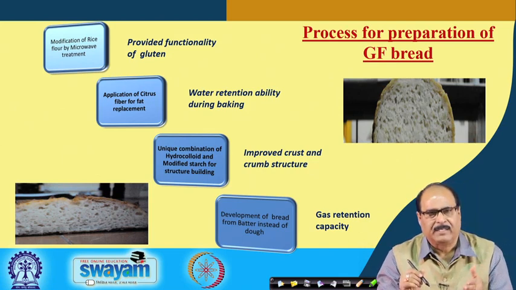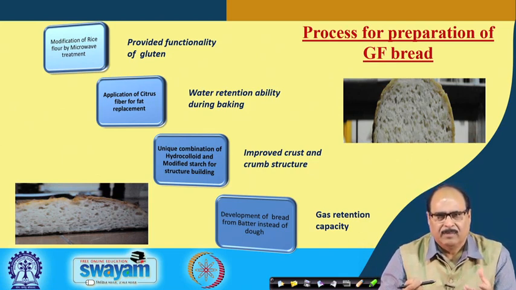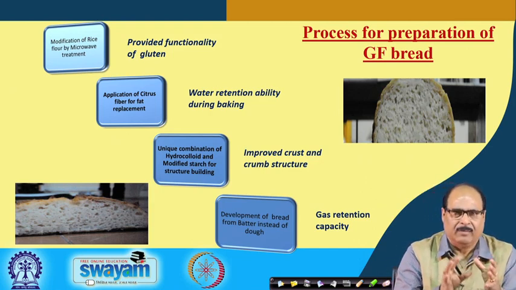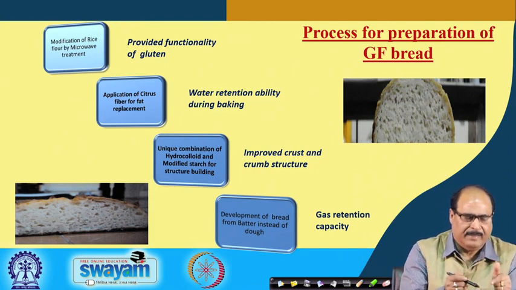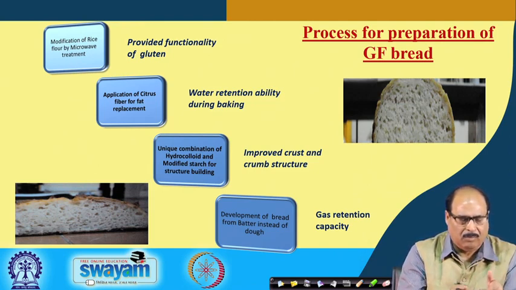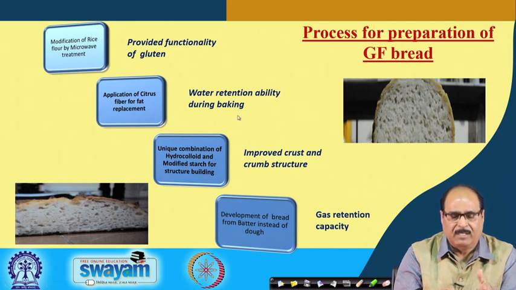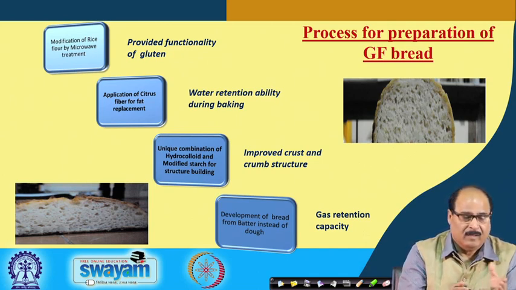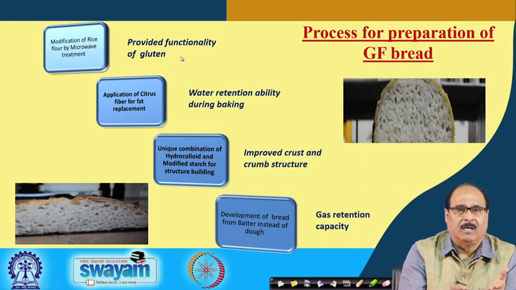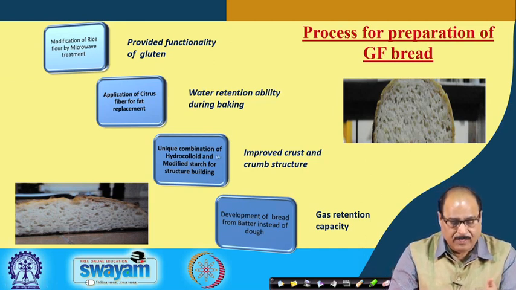It is a patented process, so I may not disclose the major things, but in general I will give you the different steps: the modification of the rice starch characteristics by microwave treatment, and then the addition of some citrus fiber. Citrus fiber is used as a fat replacer, and it improves the water retention ability of the dough or batter during baking. And this microwave treatment of the rice flour improves the functionality of the starch, giving gluten-like behavior. Then a unique combination of hydrocolloids and modified starch for structure binding.